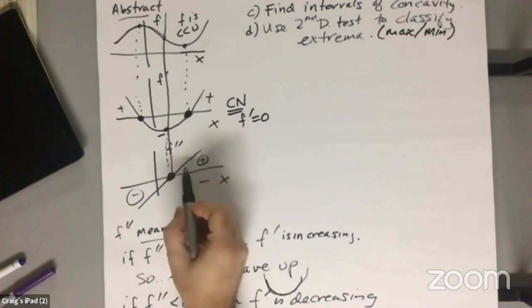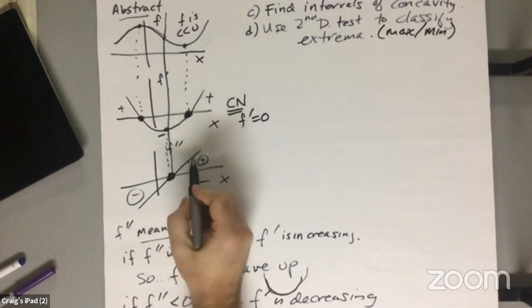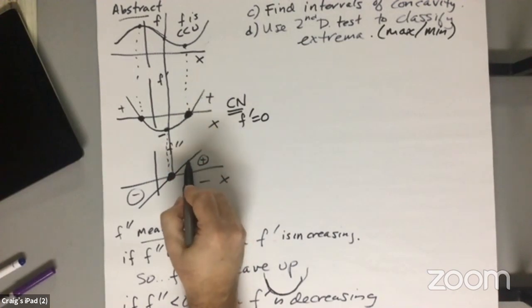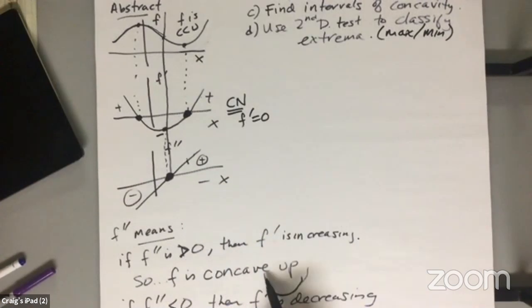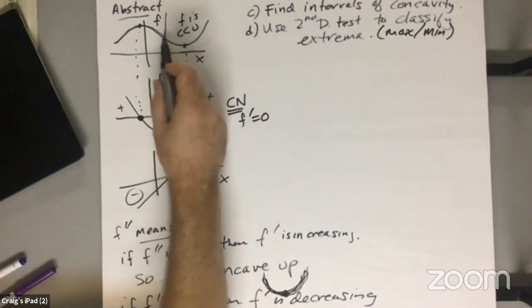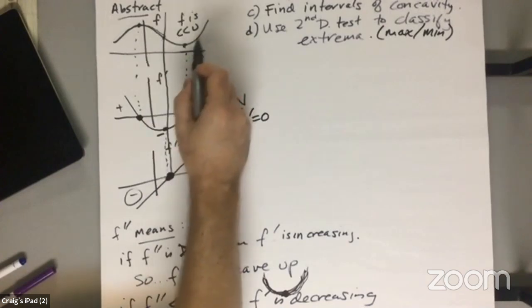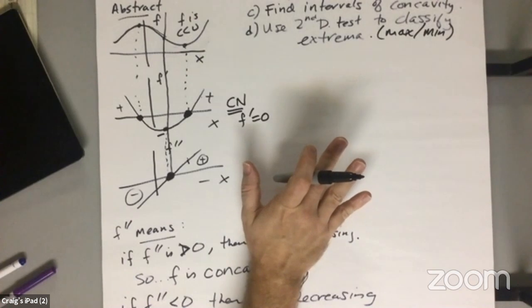If I find the places where f prime equals 0, and I find that the second derivative is positive there, that means it's concave up at that spot. If it's concave up, that means I have a bowl shape sitting right side up. That means I have a minimum. So where the second derivative is positive and the first derivative is 0, I have a local minimum, a relative minimum. And that's the second derivative test. That's the whole thing, because the other one's just vice versa.